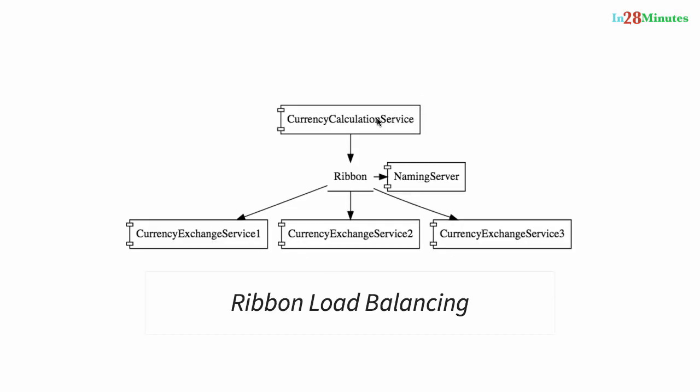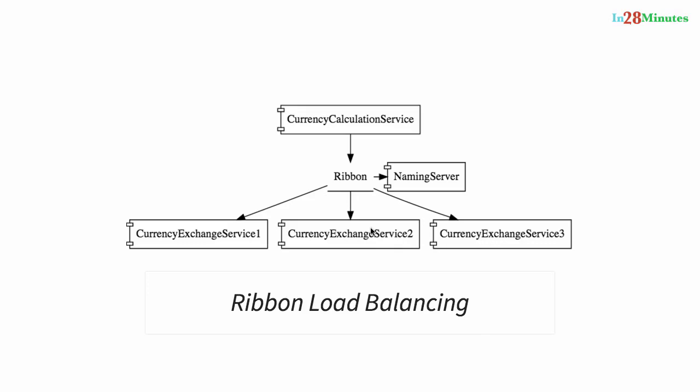In the example you are looking at, there is a microservice called Currency Calculation Service which is talking to the Currency Exchange Service. As you can see in the diagram, there are multiple instances of the Currency Exchange Service, and it's possible that at any point in time new instances can be added in or removed out, and we would want the Currency Calculation Service to be able to distribute the load between all the instances of the Currency Exchange Service.